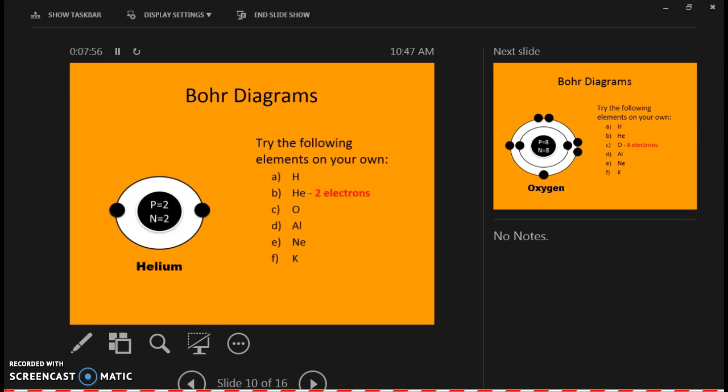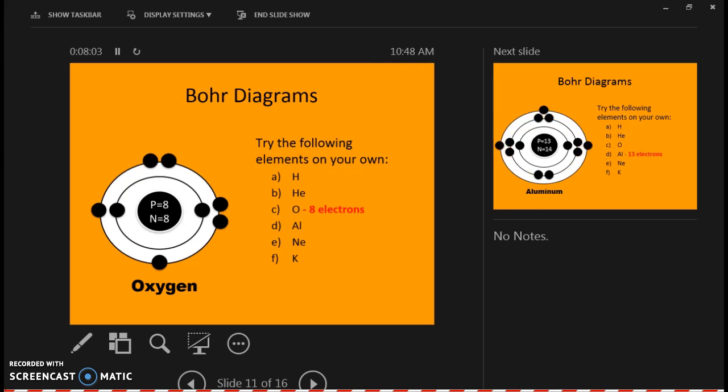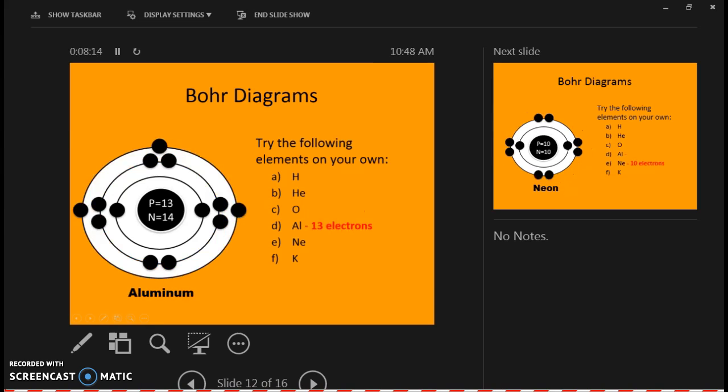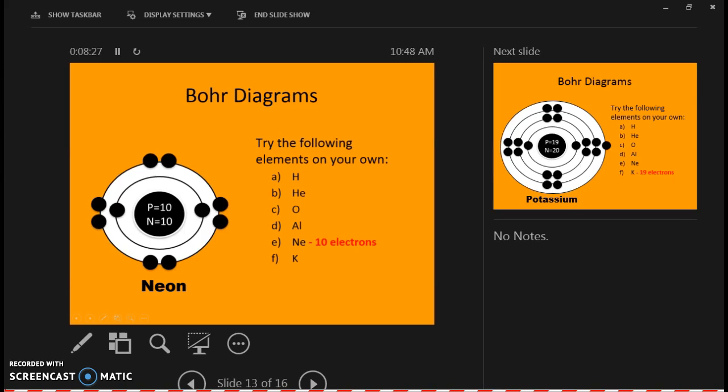Helium has a full outer shell because remember the first shell can only hold 2, so it's very happy. Oxygen has 2 in the first shell and 2, 4, 5, 6 in the outer shell, so it would need 2 more to be complete. Aluminum is going to have 13 electrons total, so you have a full inner shell, a full second shell, and then 3 in the third shell.